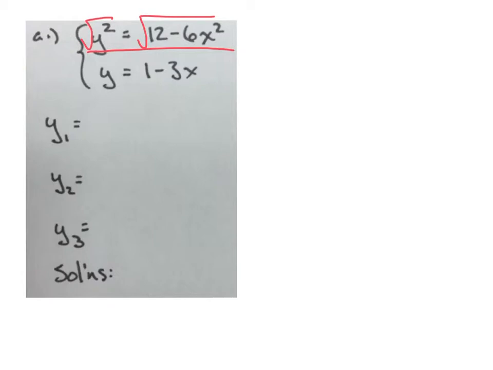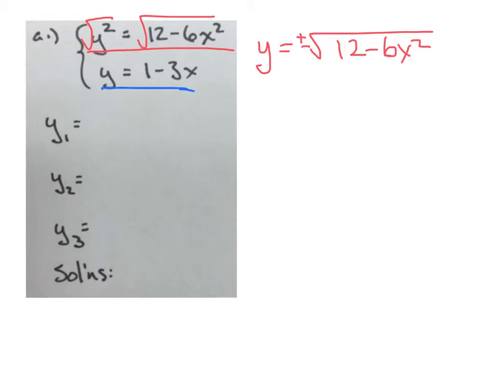on both sides. Now when we do that, we'll get the square root of 12 minus 6x squared. But we introduce a square root, and that's why we need to use a plus or minus. For the second equation, that equation is okay and can be typed in the way that it is.